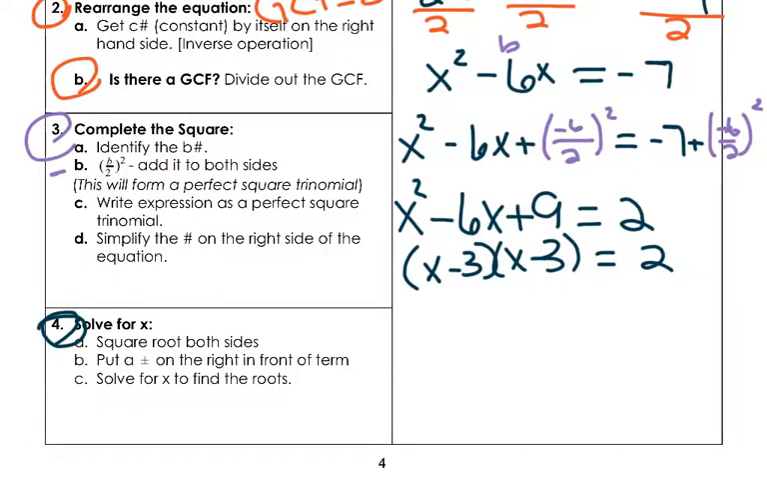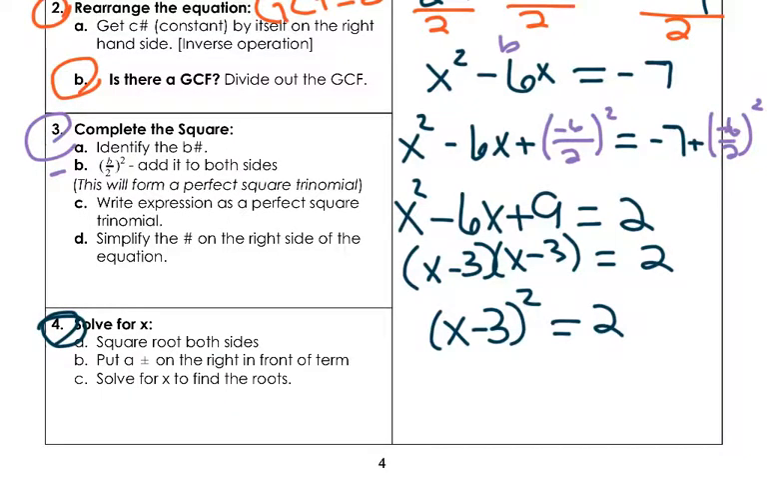Let's see if you can really know that's a 3. Because negative 3 times negative 3 would give us positive 9. If you add them together, it'll give you negative 6. And then I could essentially say, well, x minus 3 squared is equal to 2, right?